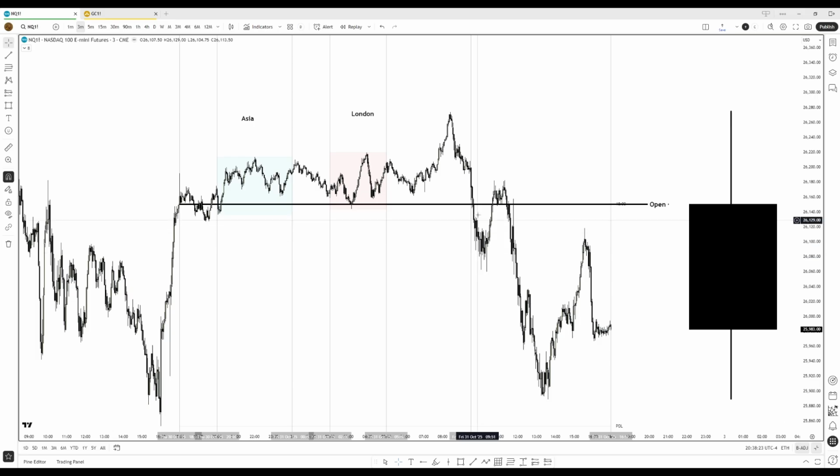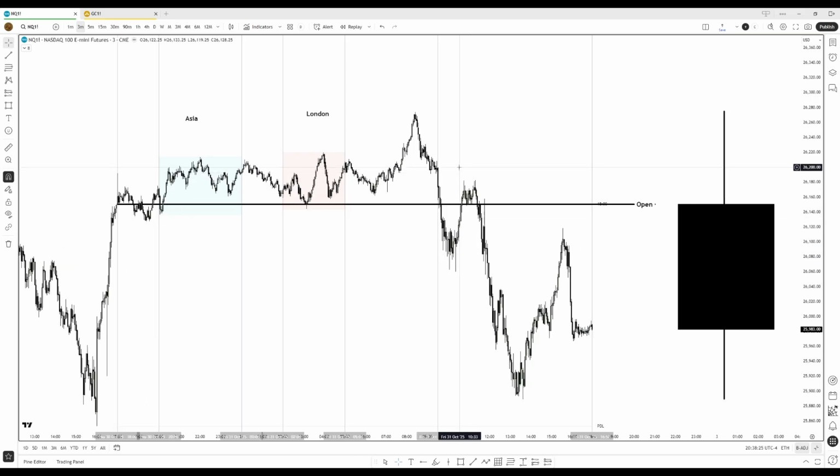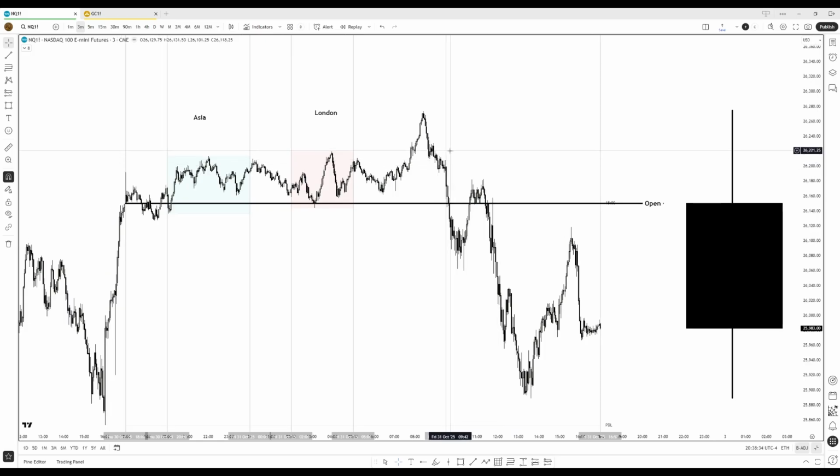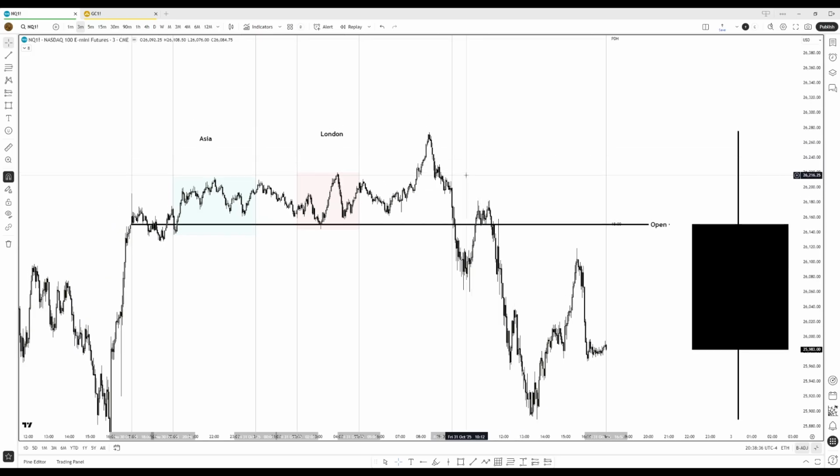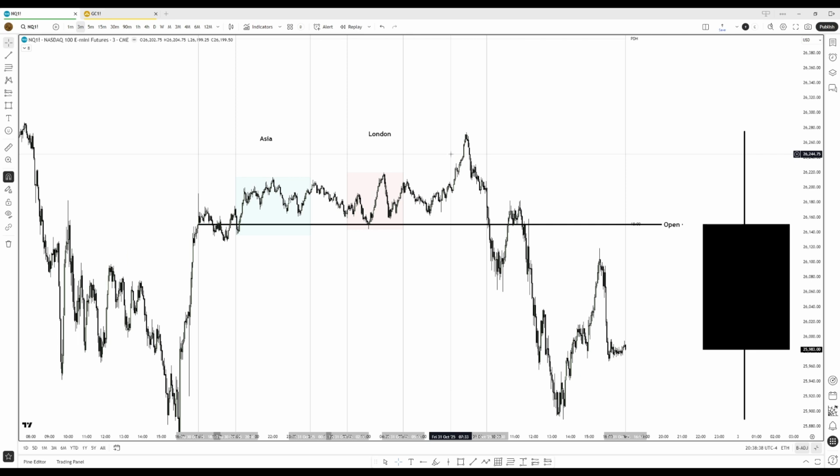Yeah, okay, so 9:30 opens up. This is where all the volume comes in for New York, right? Everyone who trades the markets waits for New York because this is when the move happens, right? This is where the most amount of money is poured into the markets.